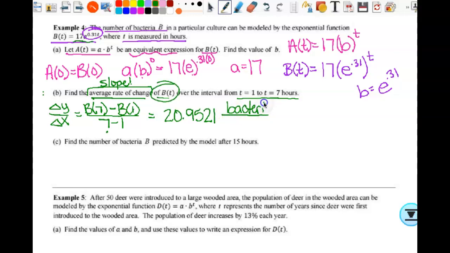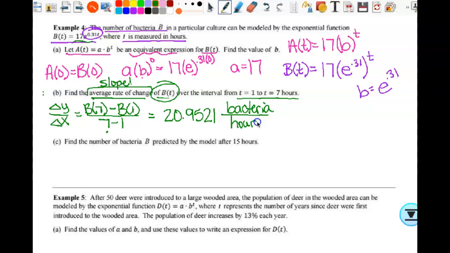So bacteria. And what is our units for x? Hours. So this would be blah, blah, blah, bacteria per hour. Okay? Even if you don't understand what it means or whatever, you grab y, put it in the numerator, grab x, put it in the denominator, move on with your life. Okay? What questions you got?